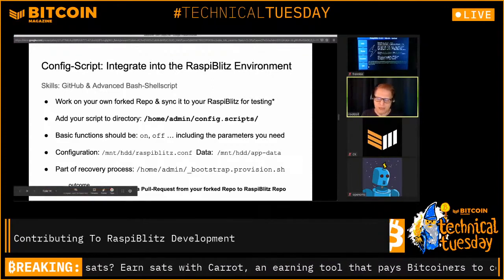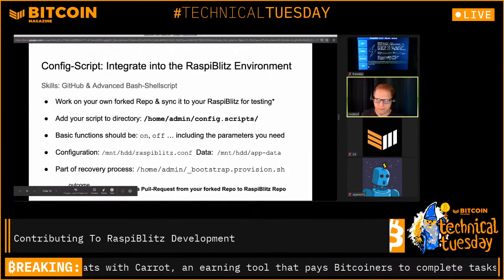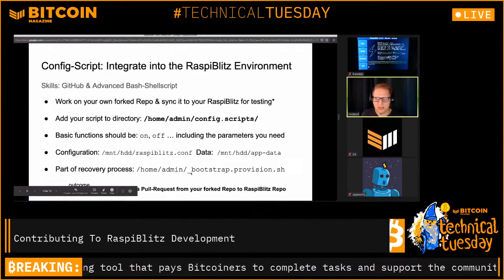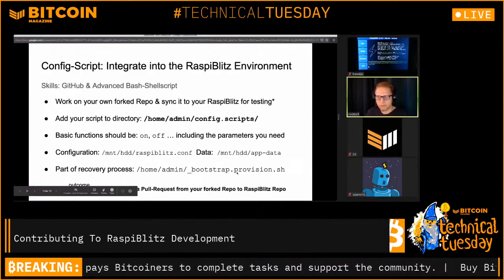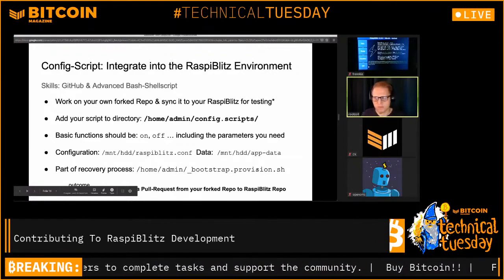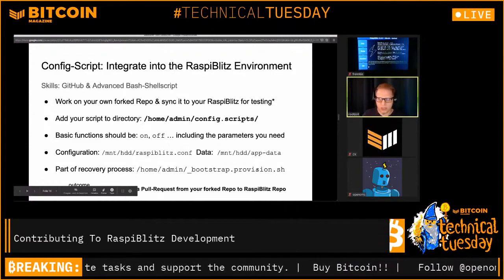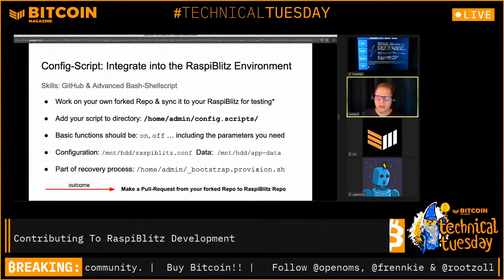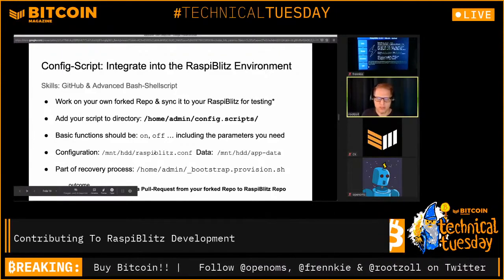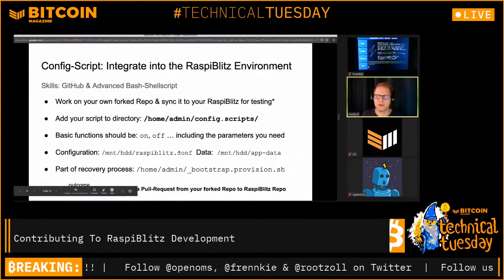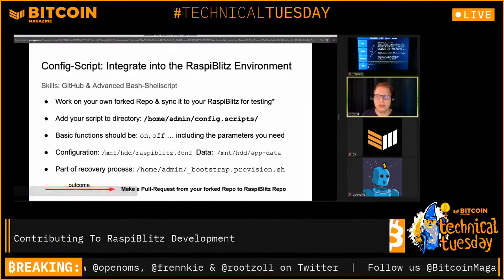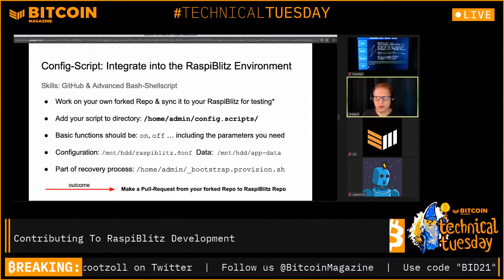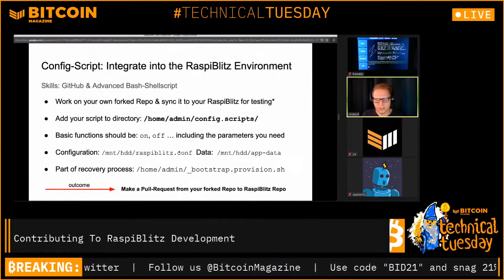So again, when the update is running, in the end, this script will call home admin and the bootstrap provision shell script. And this is one that is really just going through. You just add a section mostly at the end that will check, oh, is my additional app switched on in the config? Then I will trigger this script again to reinstall it on a fresh updated recovering system.